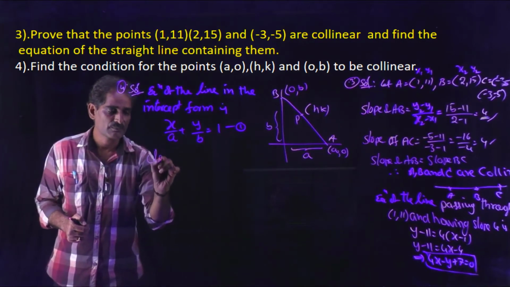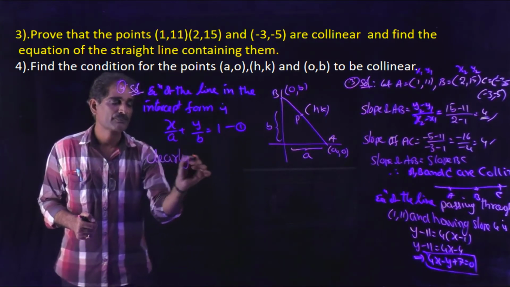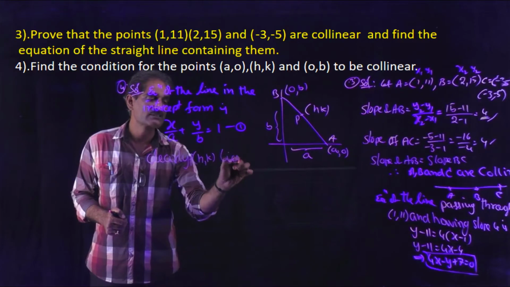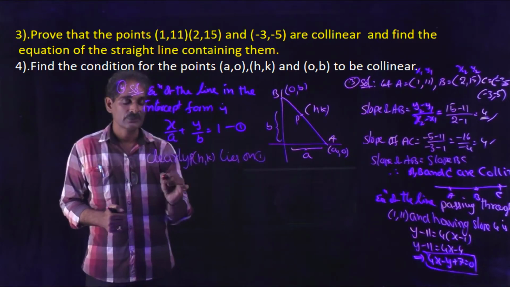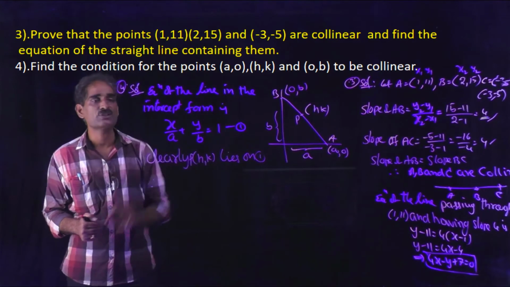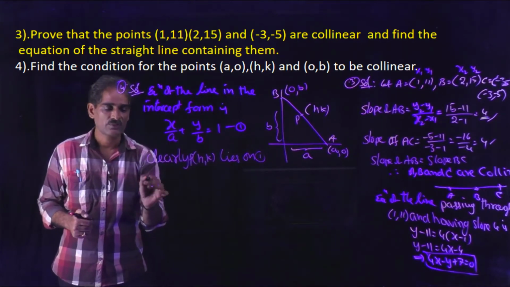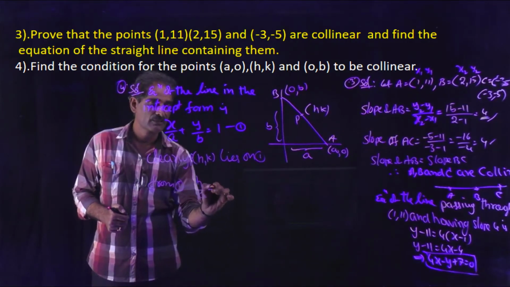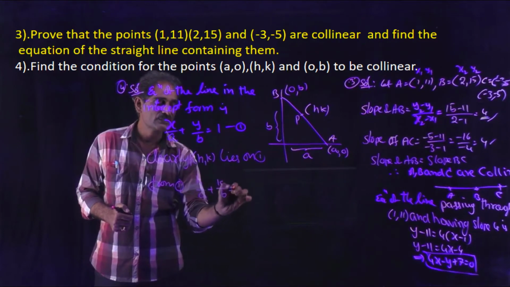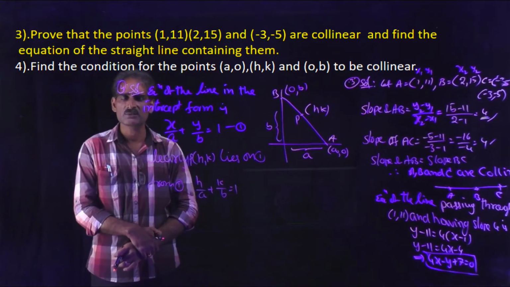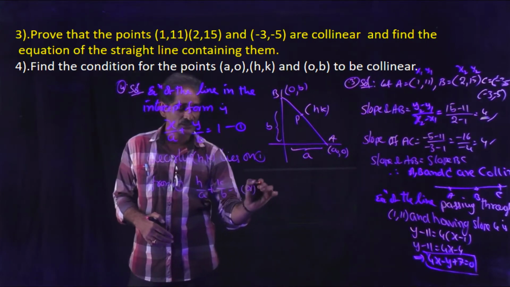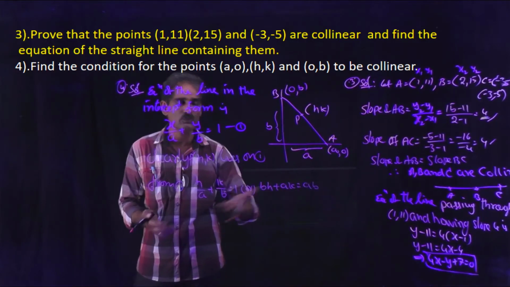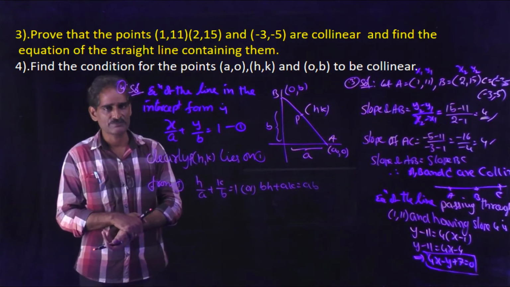Clearly h comma k lies on the line. Clearly P, h comma k, lies on line 1. Therefore, substitute h comma k in place of x and y in equation 1. From 1, h by a plus k by b is equal to 1. This is the condition. Otherwise, we can write bh plus ak is equal to ab. You can write either one of these two. This is one of the methods.